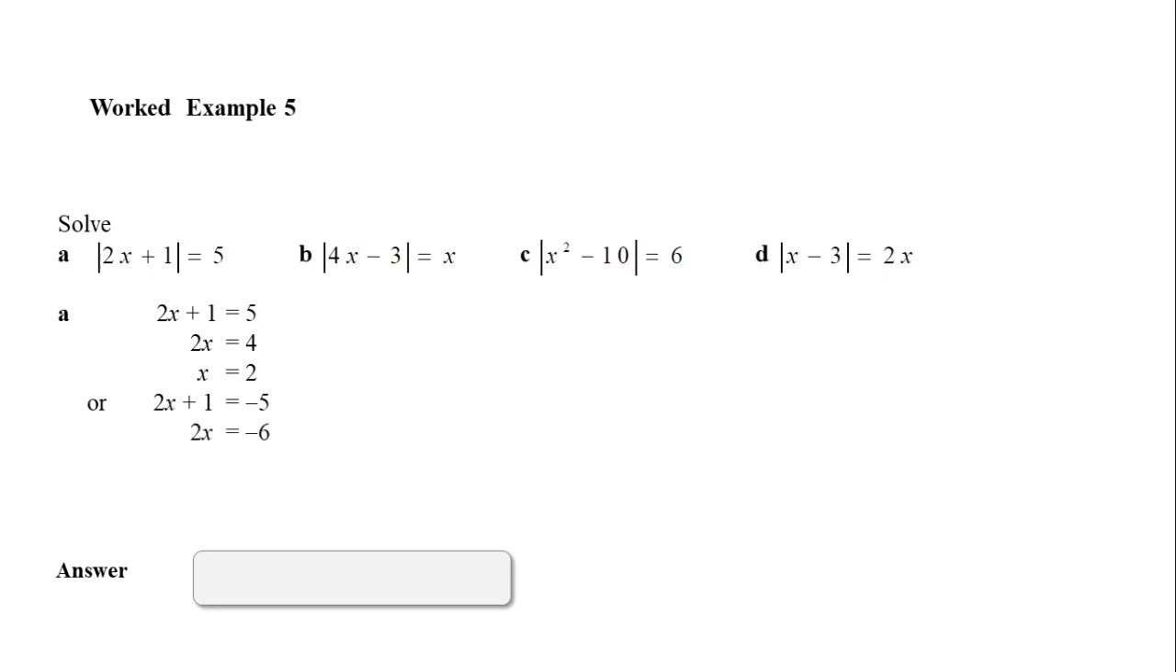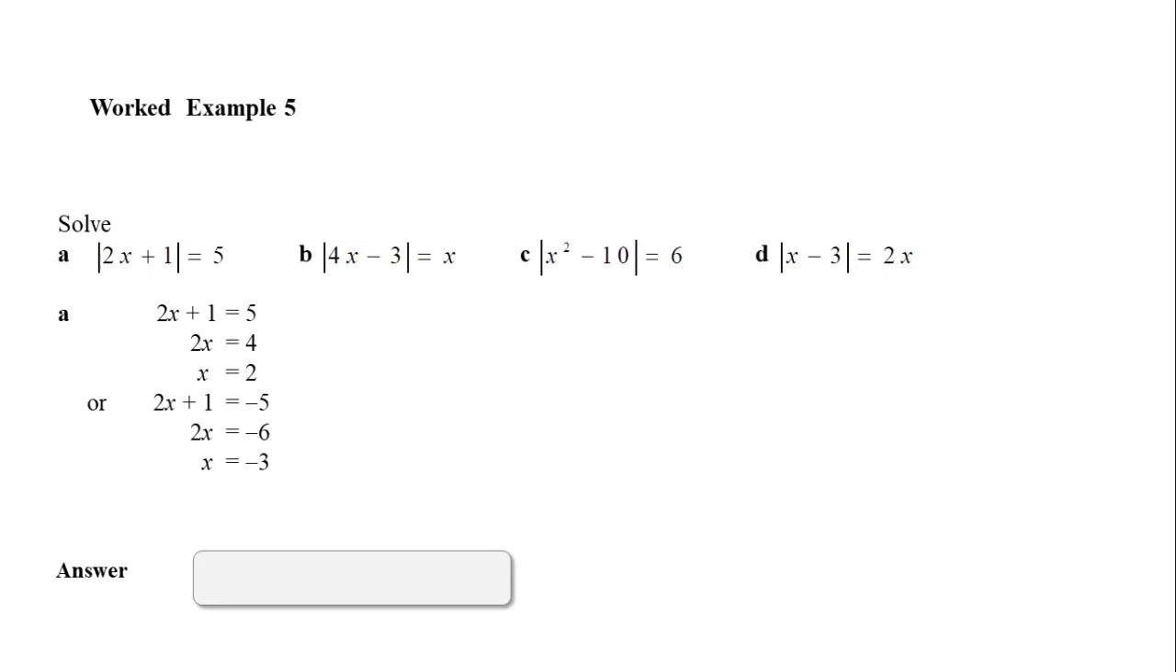So 2x is equal to negative 6. Divide both sides by 2. The other value of x for letter A is negative 3. So there are two values of x. One is 2 and the other one is negative 3. Now, let's check using our graph.